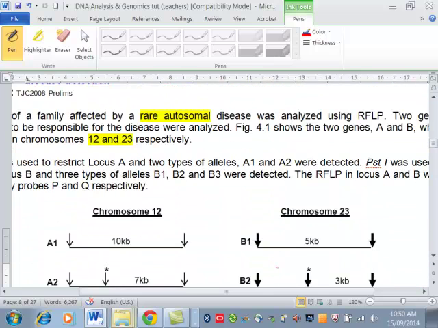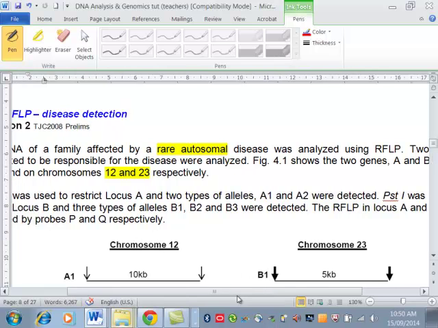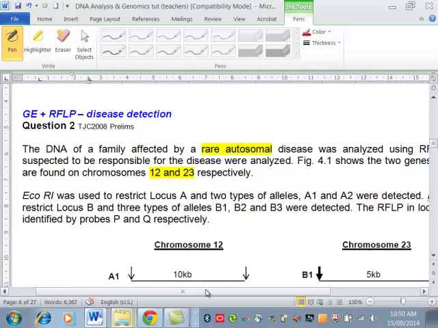Okay, so I move on to the next question. I hope all of you have taken note. The next question is on gel electrophoresis and RFLP, and the application of RFLP is disease detection. Okay, disease detection. Everyone ready?